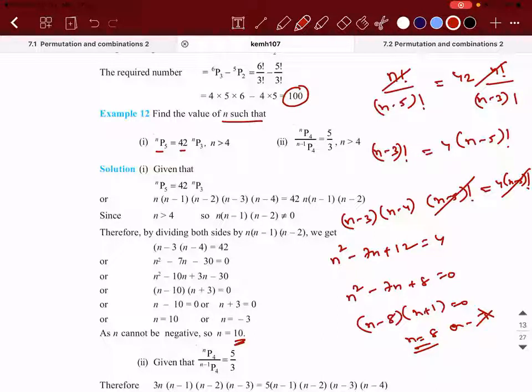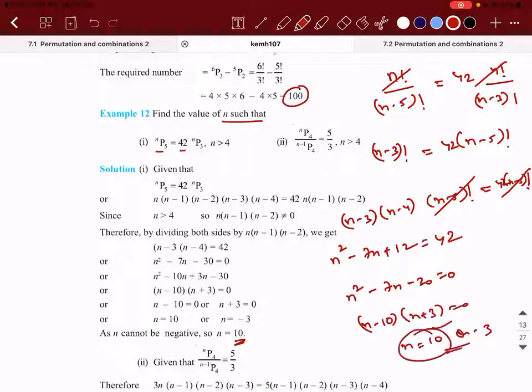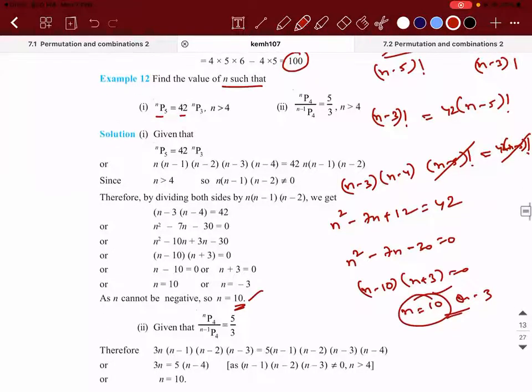Sir, you wrote 4, so it should be 42. Where? Sir, on the right hand side. 42. Yeah, sorry, yes, 42, no? Minus 30 then. So 30 means I can take 3 and 10. So n minus 10 into n plus 3 is equal to 0. So n will be 10 or minus 3. So this is the answer. 10 is the answer.